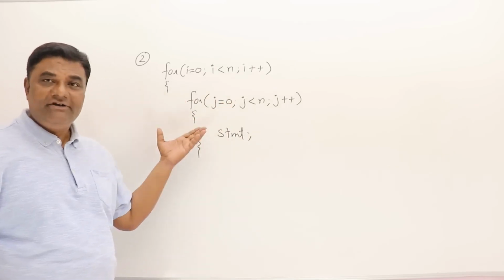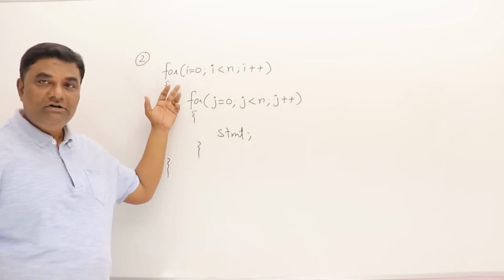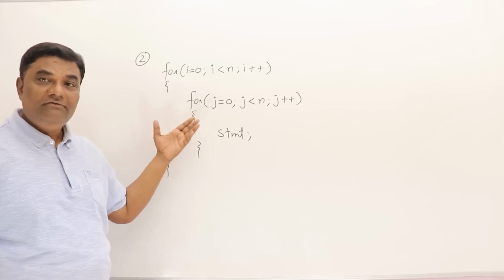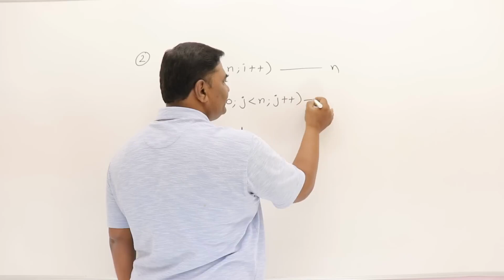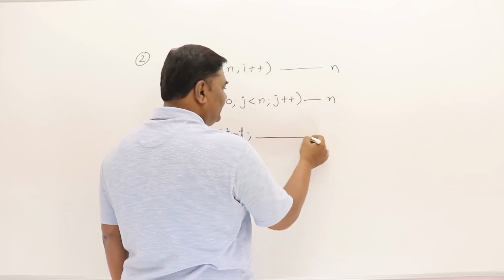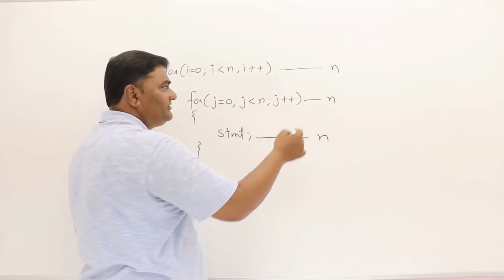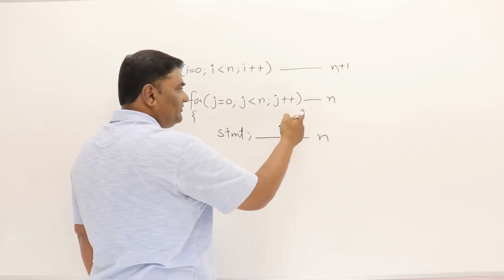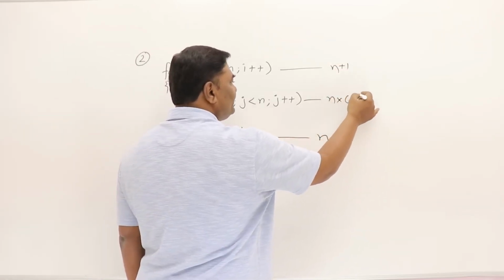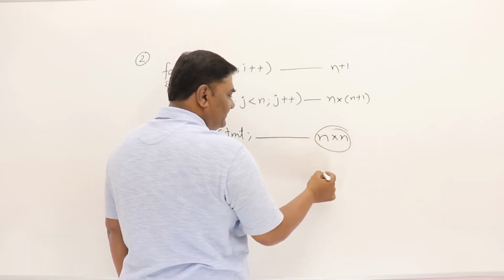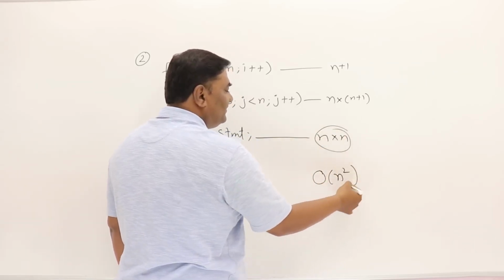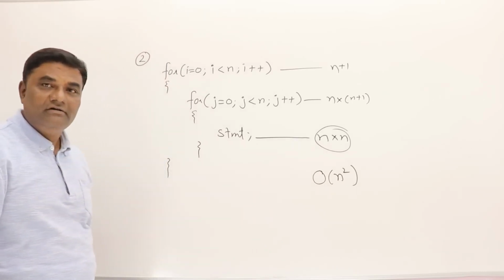Next, we are already familiar with this one. These are two loops, a nested loop, one inside another, and we know this will execute for n times. So this is also n times. Actually it is n plus 1. But what about this one? Again this will repeat for n plus 1 times and this will repeat for n times. And this is order of n square.